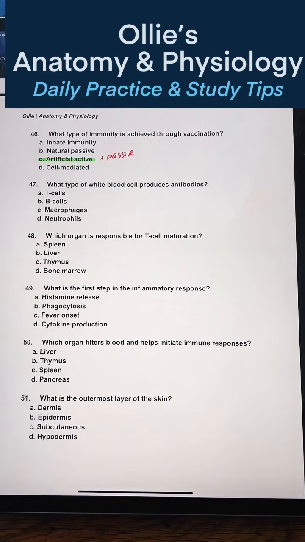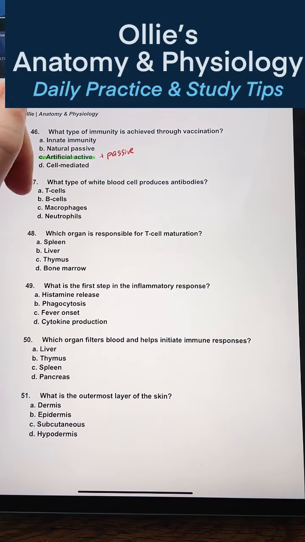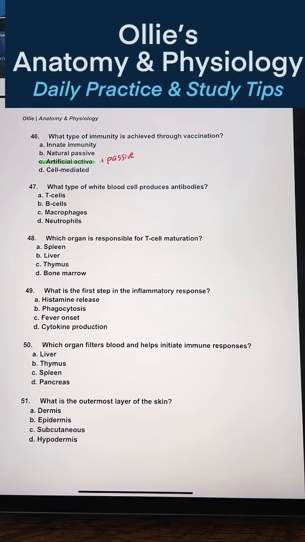Number 47, what type of white blood cell produces antibodies? Like we just mentioned, when you introduce a vaccine, your body is going to produce antibodies. What cell is going to be responsible for that? Or if you are introducing them passively, where have they come from? A, B, C, or D? What do you guys think down in the comments?